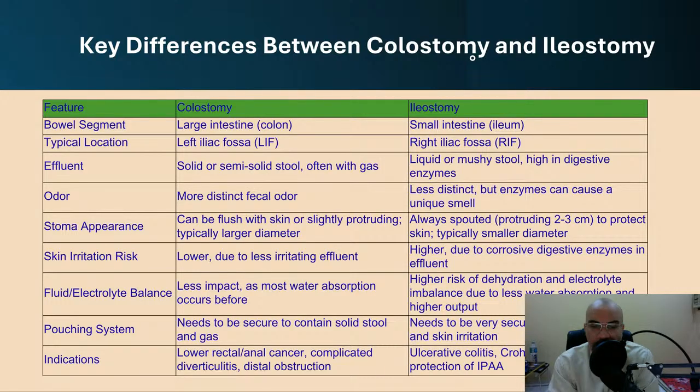the ileostomy. So from the bowel segment, colostomy comes from the large intestine. So this is colon, ileostomy, small intestine. Now the typical location, or most frequent location: we are talking here about the left iliac fossa for colostomy, and the right iliac fossa for ileostomy, and this is limited space compared to the colostomy.